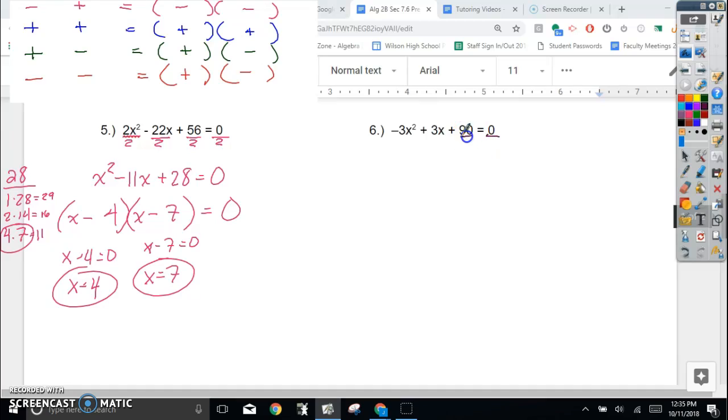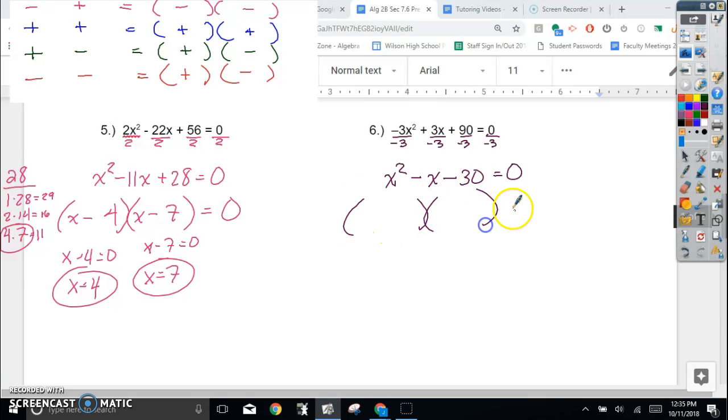My GCF here on the left is negative 3. Always make your leading term positive when you can. Notice 1 through 5 had a positive x squared. This one has a negative x squared, so I'm thinking GCF automatically, at least of a negative 1, to make them all positive at the x squared. So when I divide everything by negative 3, I get a positive 1x squared minus 1x minus 30 equals 0.